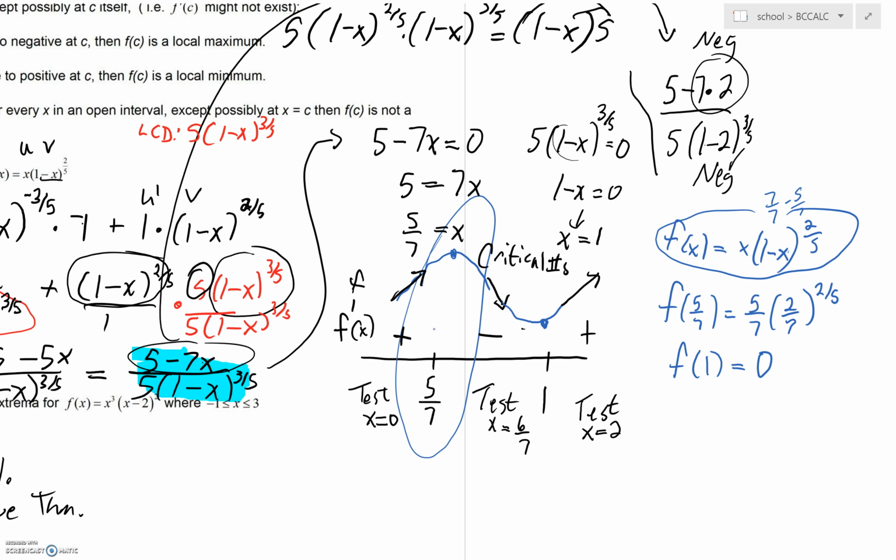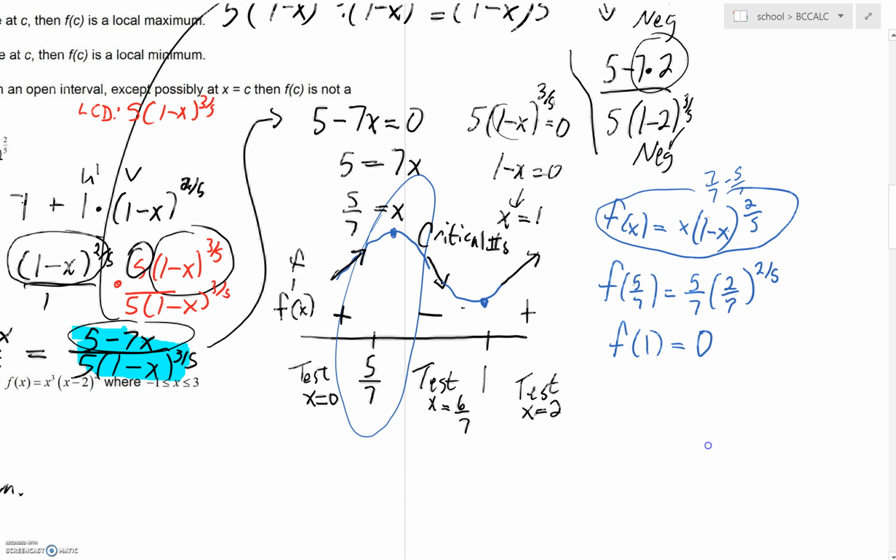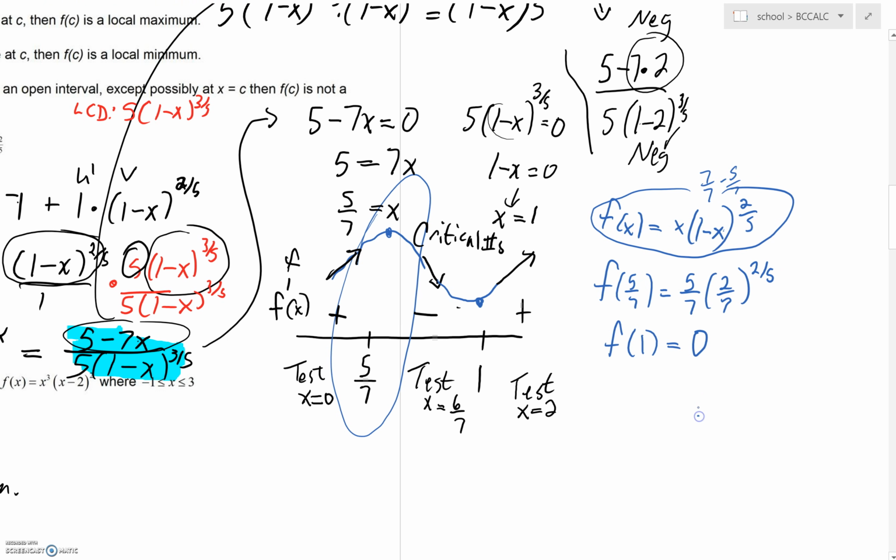And the College Board requires us to write a sentence. We have to be super careful. Look at 5/7. We said, hey, the arrow went up and it went down. I've got a max. I'm going to write this. There is a local max of, now at 5/7, you had this real ugly y value. Of course, we could get a decimal approximation if we needed, but this is good enough.